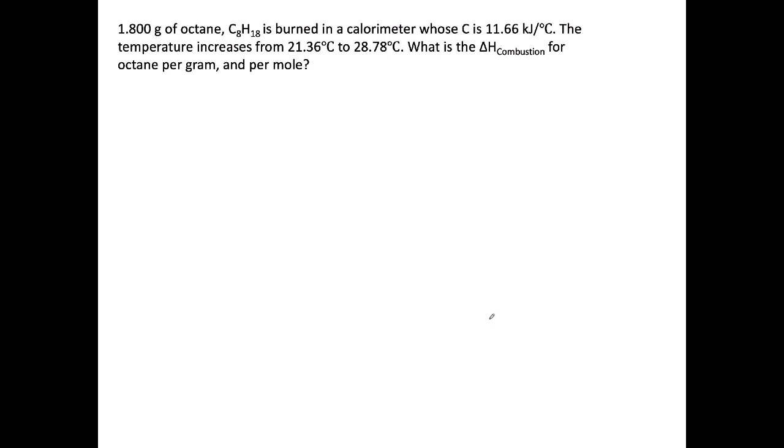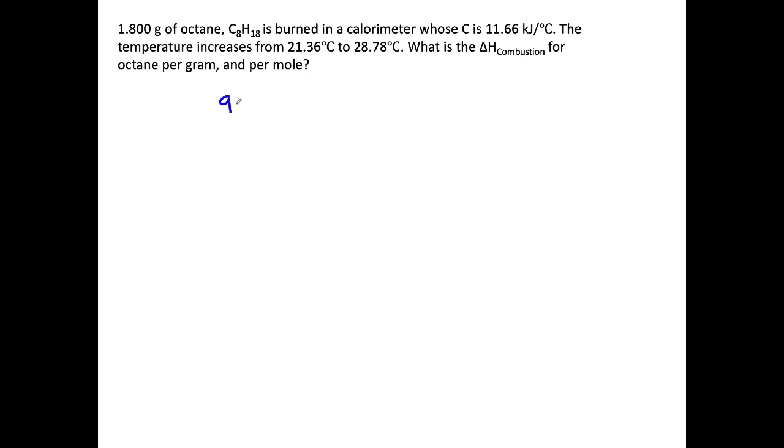All right, we got 1.8 grams of octane, and that's going to be burned in a calorimeter, which has a calorimeter constant of 11.66 kilojoules per degree C. The temperature is going to increase from 21.36 to 28.78 degrees C. What is the delta H of combustion for octane per gram and per mole? All right, so what I'm going to suggest you do is pause the video and go ahead and try to solve the problem. And then once you have it, hit the play button again and we'll see how you did.